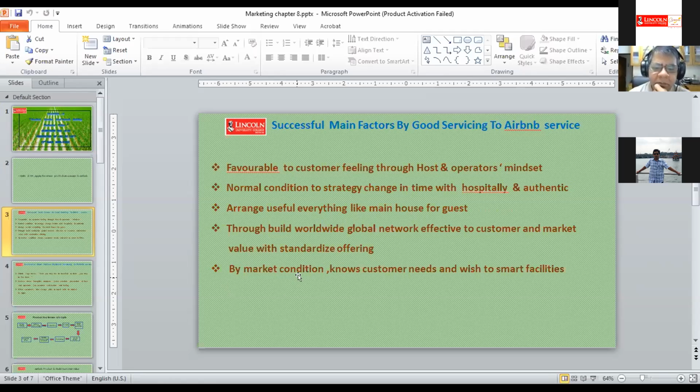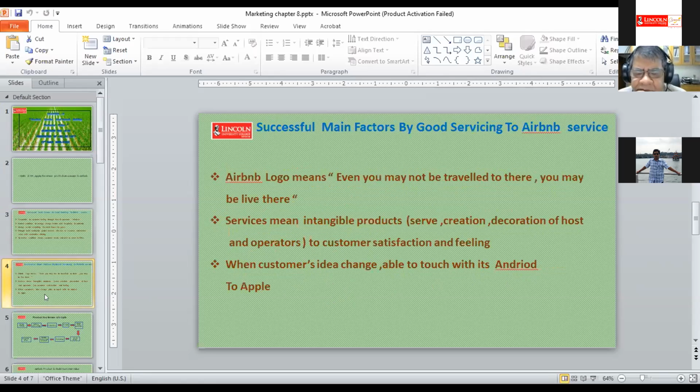By market condition, customers need facilities. You can line this survey facility. And the security factors include the following. Airbnb logo means even if you may not be going forward there, you may have lived there. This links to the customer every time, to specify that they are ready for customer and market.